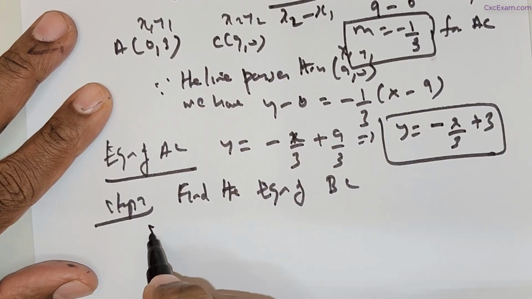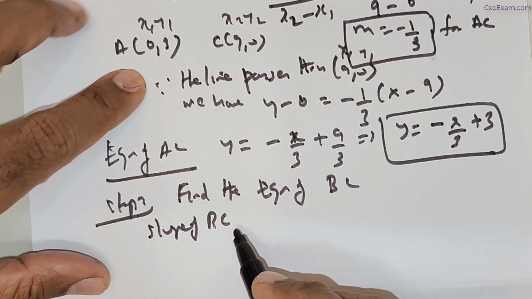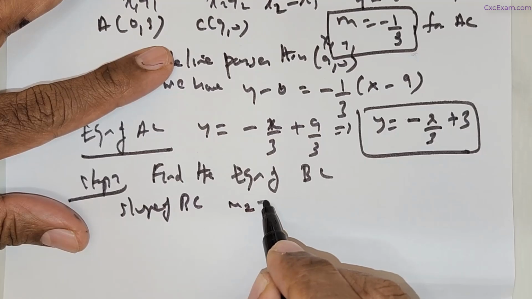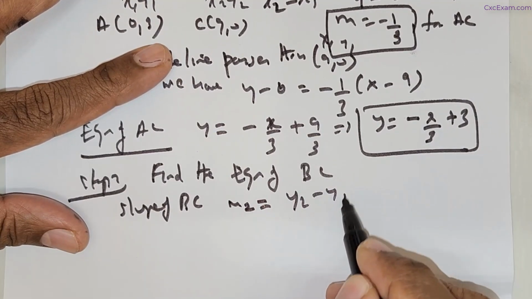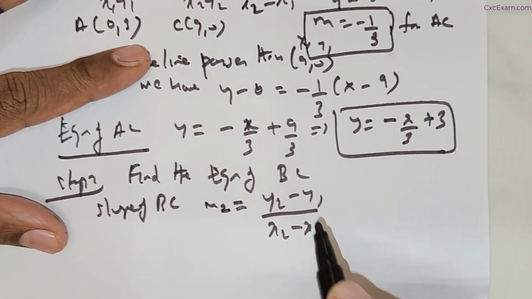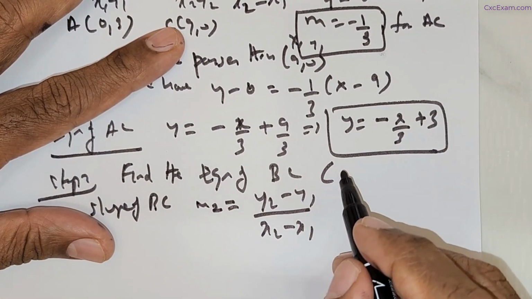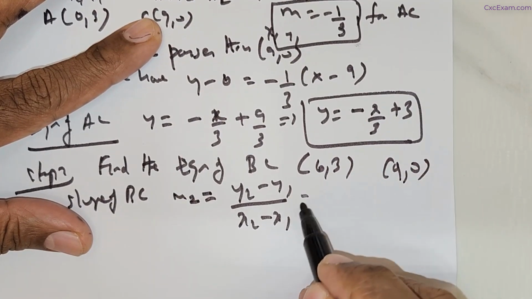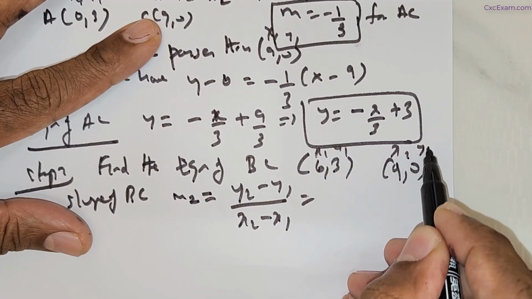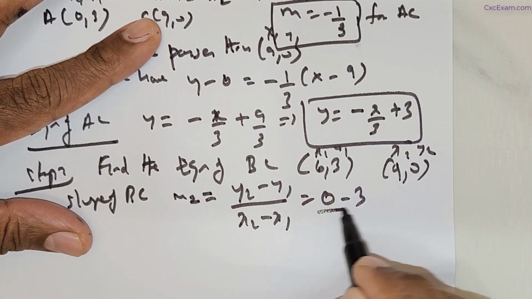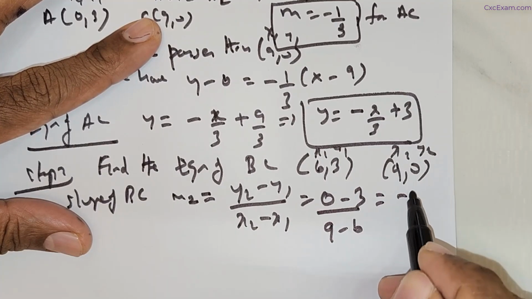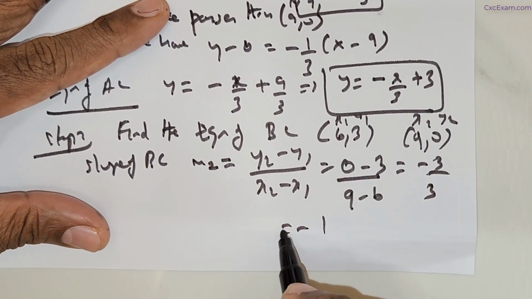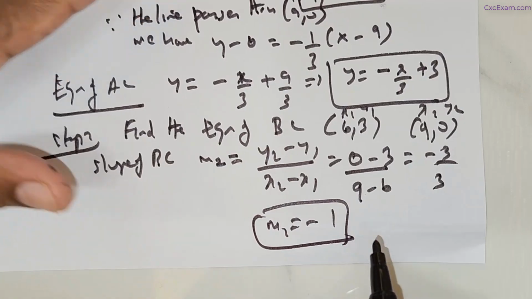So we can get the slope of BC. Let me take it as m2 is equal to y2 minus y1 divided by x2 minus x1. Now the points that we will consider are 6 comma 3 and 9 comma 0. So I take these as x1 y1 and x2 y2. So this is going to be 0 minus 3 divided by 9 minus 6, which is negative 3 over 3, which is equal to negative 1. Okay, the slope is negative 1.